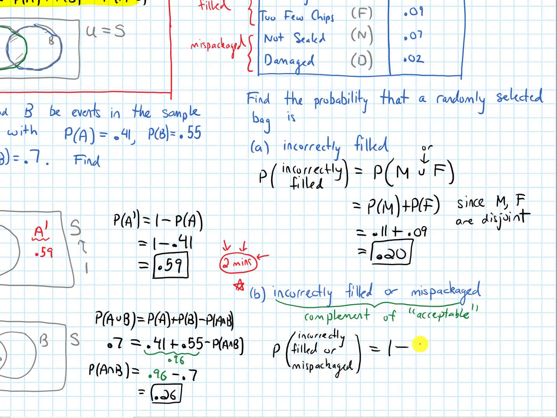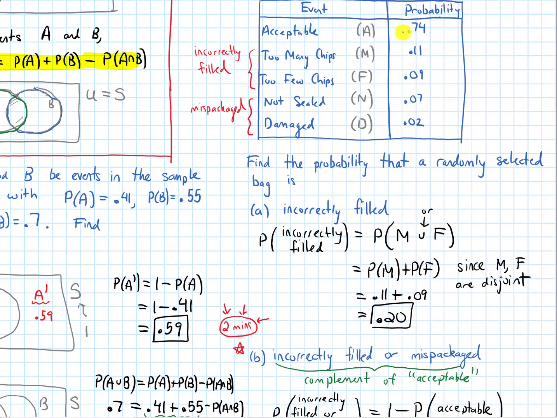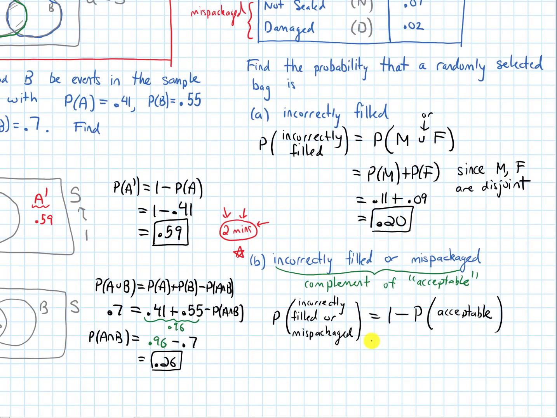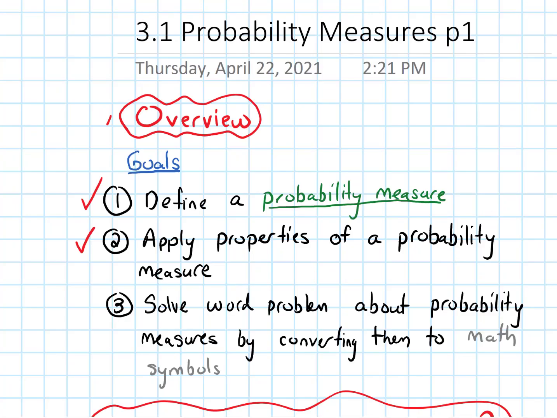that's going to be equal to 1 minus the probability of the complement. And the complement is that it is acceptable. And the table gives us that. That probability is 0.74. So we get 1 minus 0.74. And this works out to 0.26. So about a 26% chance that this happens. So in terms of our goals for this section, we have finished our last goal. We've solved a word problem about probability measures by converting the information that was given to math symbols.